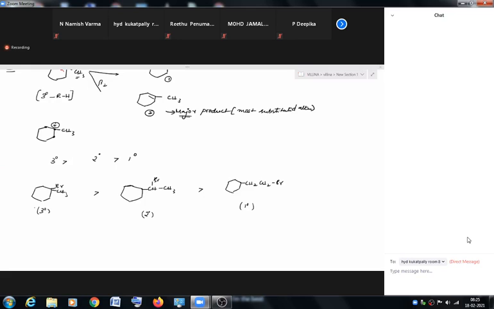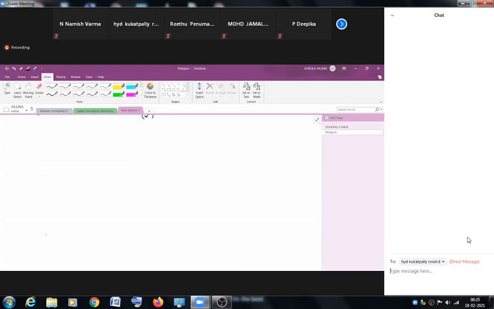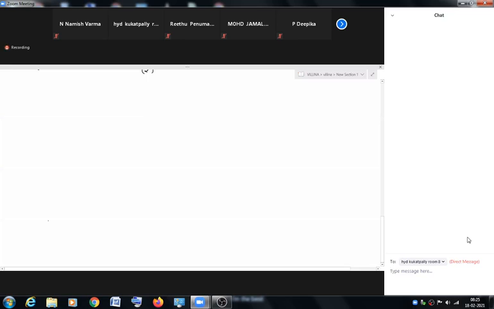So this is about dehydrohalogenation. Now let's see the dehydration part. This part is important, and when it comes to mechanism, we are going to see slight deviations. There is going to be a little bit of rearrangement happening to get a stable carbocation. All this process we will see.